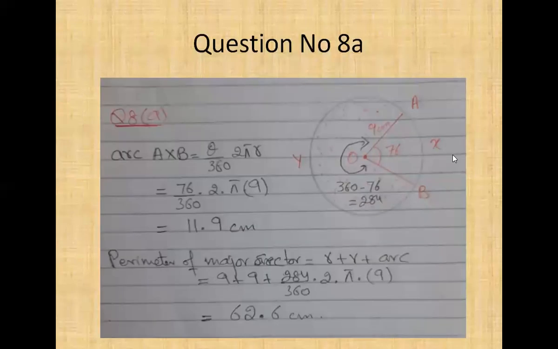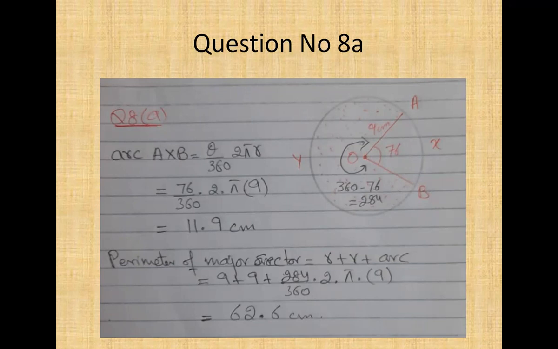Okay. So question number 8 and its A part, the first question is find the arc AXB. The arc AXB subtends a 76-degree angle at the center. So I can find it very easily. The arc will be theta by 360 times 2 pi r. 76 divided by 360 multiply 2 multiply pi multiply 9 equals to. So the arc AXB will be 11.9 centimeter.